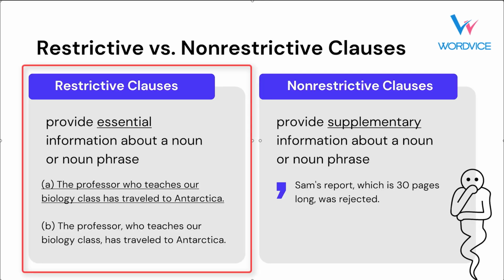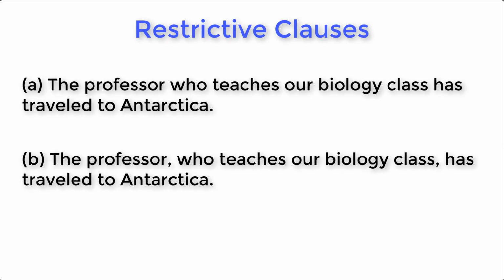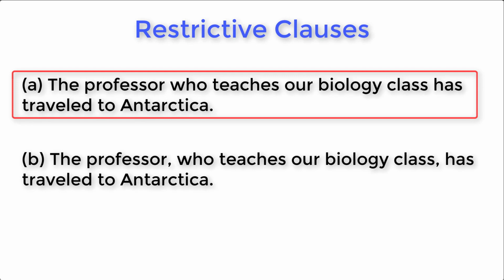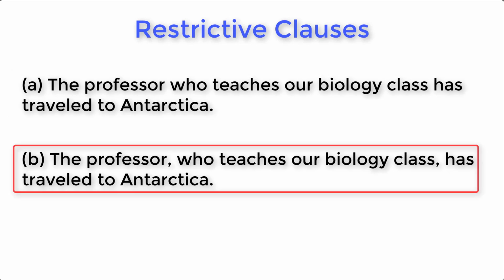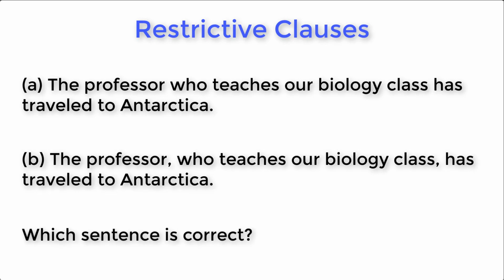Restrictive clauses provide essential information about a noun or noun phrase. Restrictive clauses should not be set off by commas. Let's look at an example. A. The professor who teaches our biology class has traveled to Antarctica. B. The professor, who teaches our biology class, has traveled to Antarctica. Which sentence is correct, A or B?